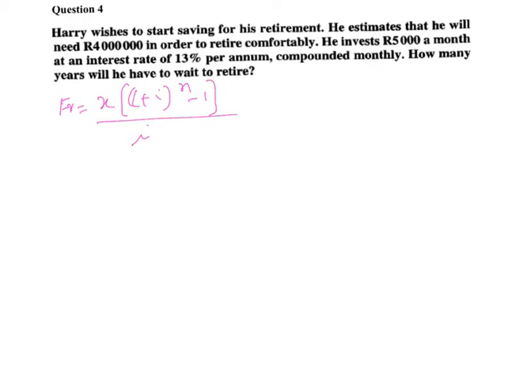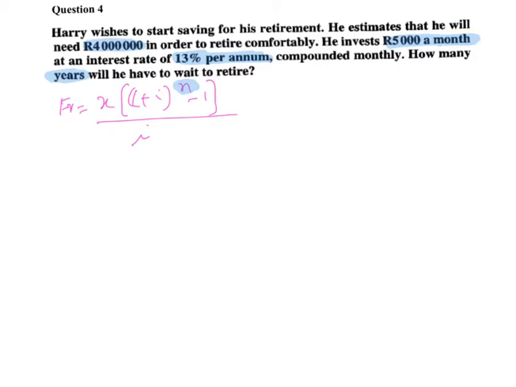What information is given? Future value is given, which is 4 million rands. The investment is 5,000 rands a month, so that is my x, the monthly installment. And my interest rate is 13% per annum. And the years? There's the question, so I have to find n, the number of years. That's what we are going to do now, calculate the value of n.